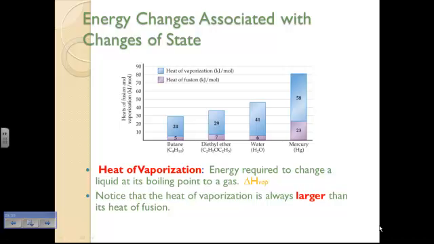Notice, and the bar graph does a nice job showing this as well, it takes an extraordinarily larger amount of energy to cause a liquid to go to a gas than a solid to turn to a liquid. Heats of vaporization are always much larger than the heat of fusion. To turn a liquid to a gas requires more energy than a solid to simply melt.